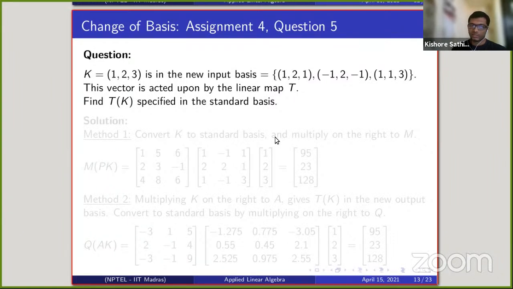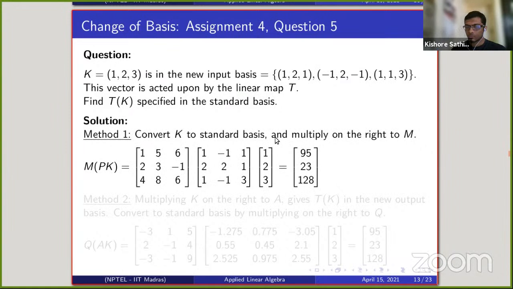This question is going to ask for the output. So we have a vector K, which is 1, 2, 3, and that is specified in the new input basis. And we are applying T to this, and we want to find the output vector in the standard basis.